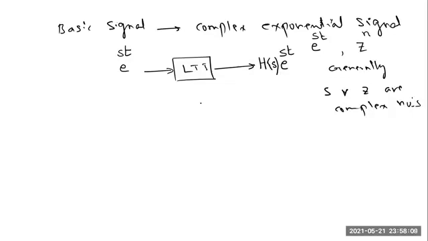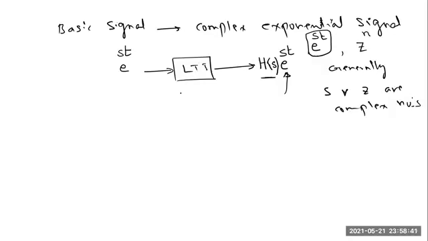So the point you can pick from this discussion is that a complex exponential signal of this general form has a very convenient response for an LTI system. e raised to power st is the input. You get the same signal e raised to power st in the output, multiplied with this constant factor.